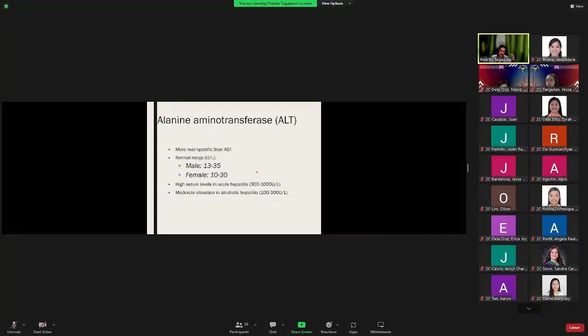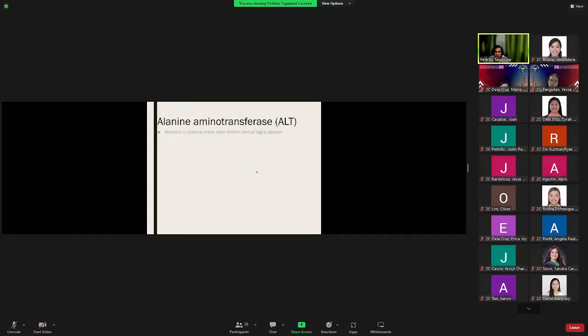The reason I presented the normal levels is because high serum levels of as much as 300 to 1000 U/L can point to acute hepatitis. Moderate elevation will be seen in alcoholic hepatitis at a level of 100 to 300. But minor elevation can be seen in hepatitis C and in non-alcoholic steatohepatitis, or NASH, at around 50 to 100. But normal patients, even me, I have high ALT sometimes.